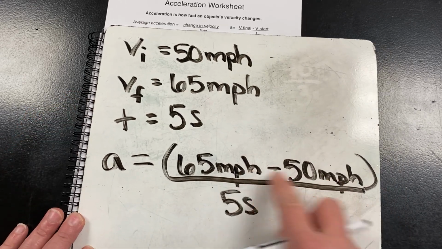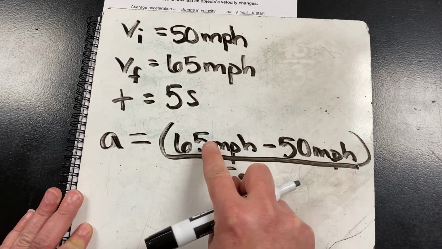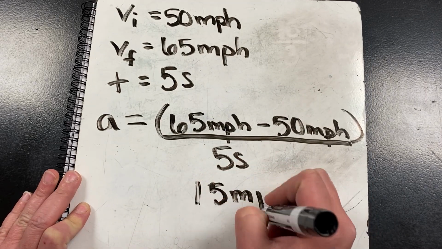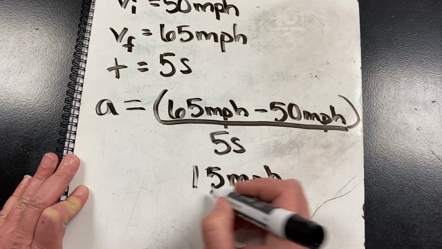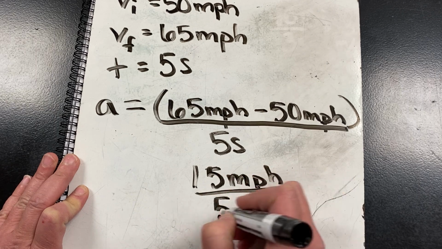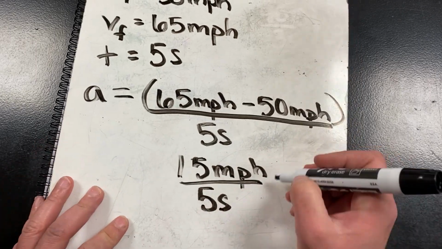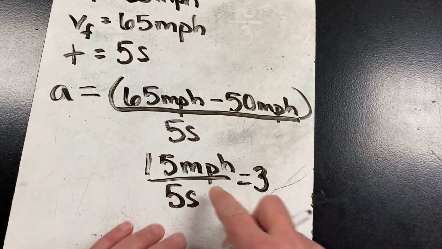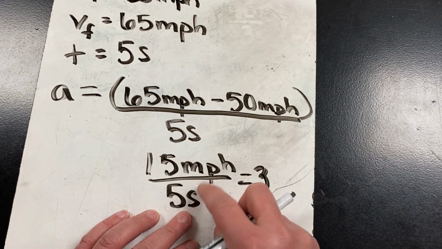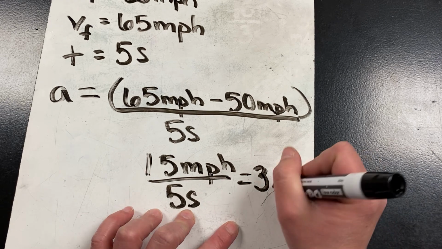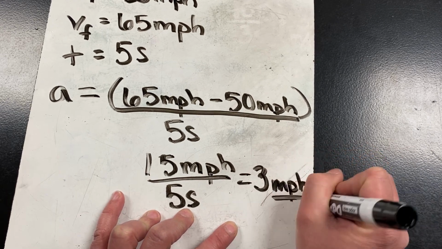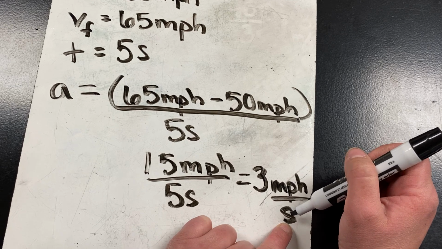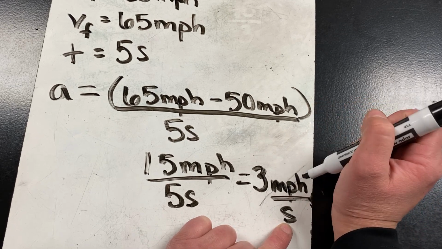So subtraction does not change the labels at all. We're going to have 65 minus 50, which is going to give us 15 miles per hour. And we're dividing by 5 seconds. So 15 divided by 5 is 3. And our label is going to stay, we can't cancel anything, so it's going to be miles per hour per second. So what that means is every second that that car is driving, it's increasing 3 miles per hour.